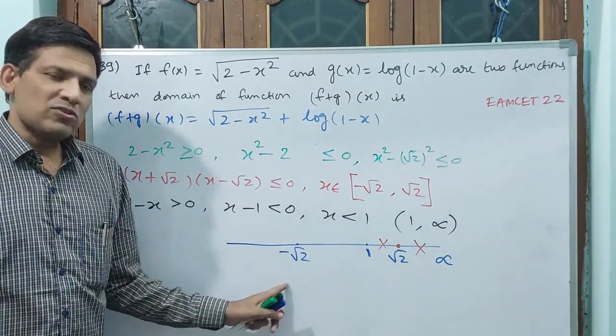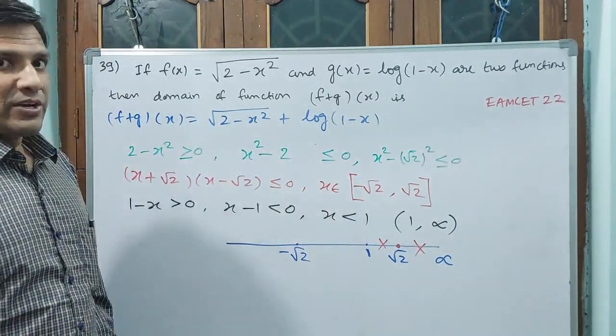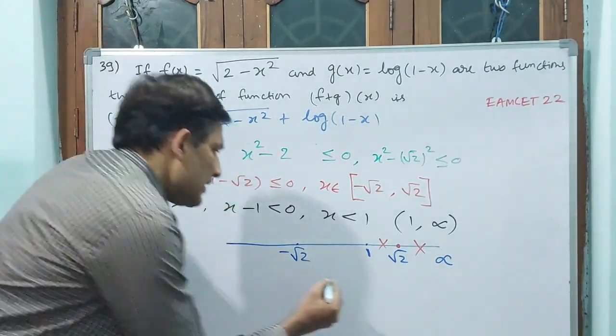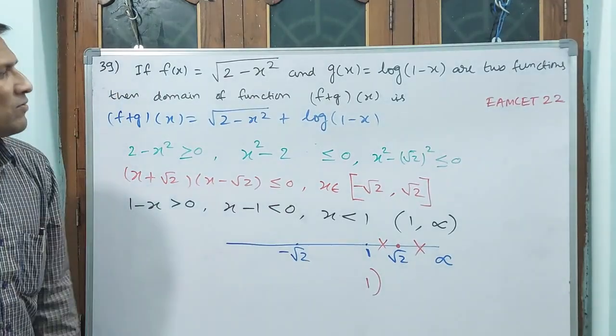Then only you are having this option: minus root 2 to plus 1. Plus 1, can you give? Cannot give. That means plus 1 is an open interval. I am writing plus 1 but it is an open interval. You understand? Okay. Now come back here.